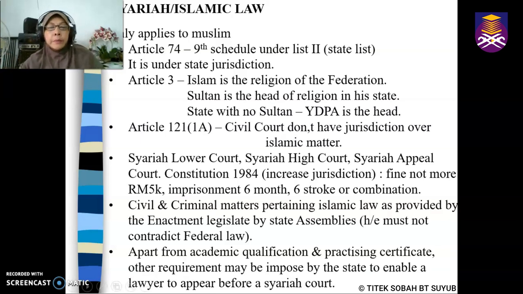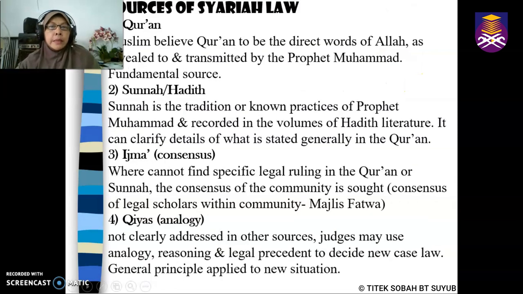So apart from that, a person who wanted to become a counsel, a lawyer, okay, in this court, they wanted to represent their client. Not only must they have the academic qualification, they also must have this practicing certificate, which depends on each state, okay, before they can appear in this Sharia court. So what are the sources of Sharia law? Of course, the Quran, Sunnah, Ijma, and Qiyas.